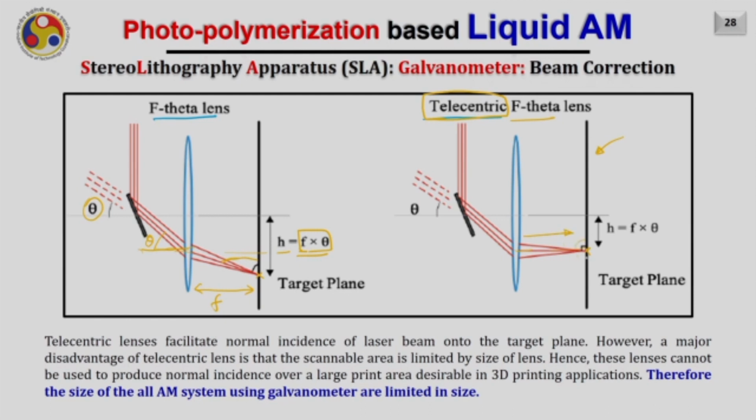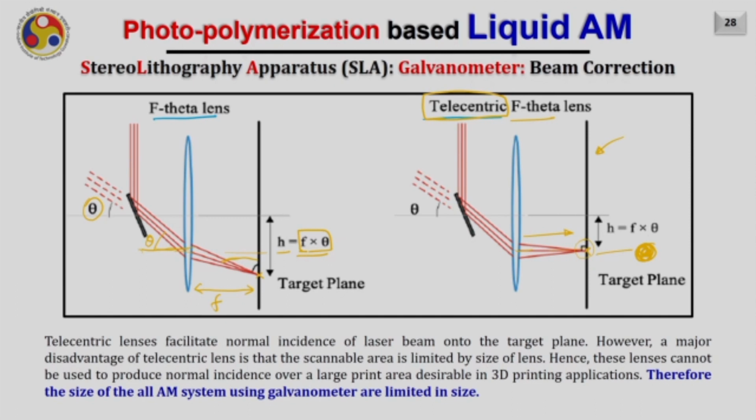If the laser beam is perpendicularly falling on the screen, the energy will always be absorbed at maximum, and also due to the perpendicular falling of the beam, the spot will remain always circular, and hence there is no change in the power density. So basically the telecentric lens facilitates normal incidence of the laser onto the target plate.